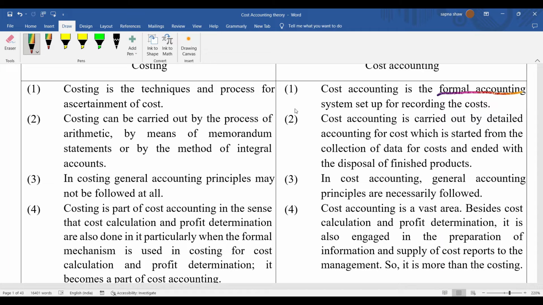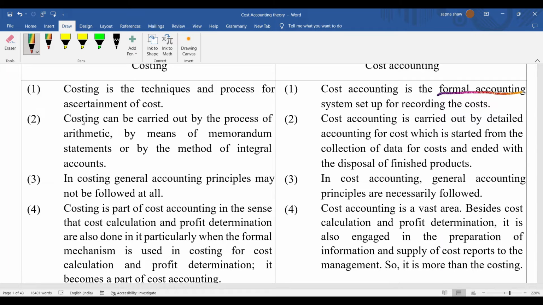Okay, so what is the first difference between costing and cost accounting? Costing is also a technique of ascertaining cost, but the difference is that cost accounting is a formal accounting system. There is a proper system wherein we record the cost and ascertain what exactly the cost is.